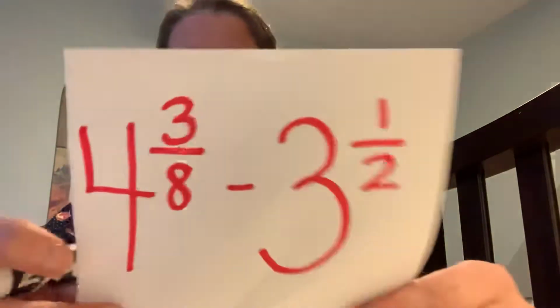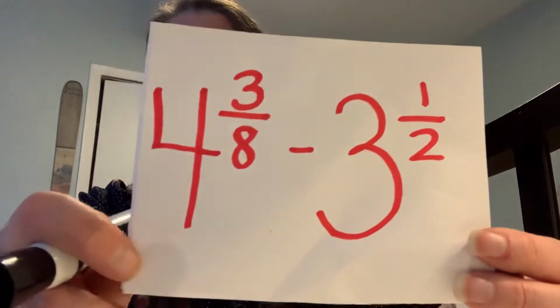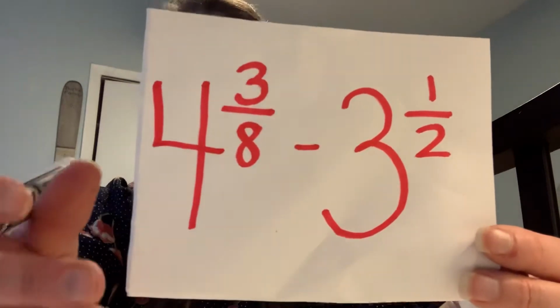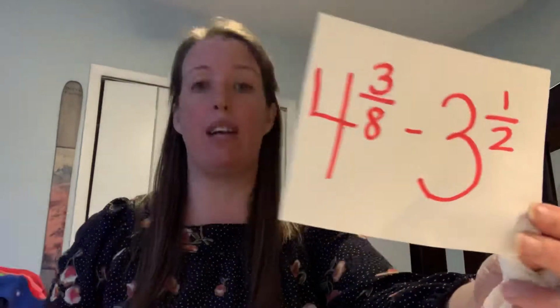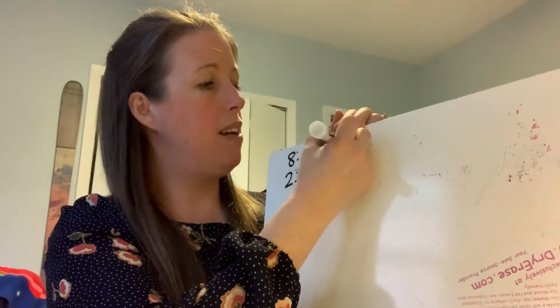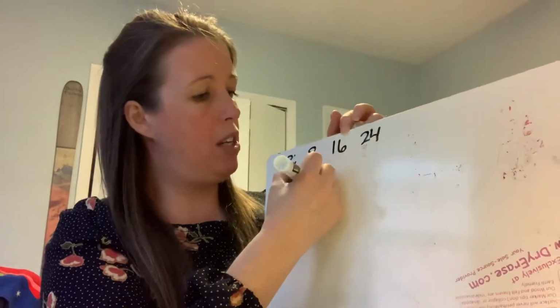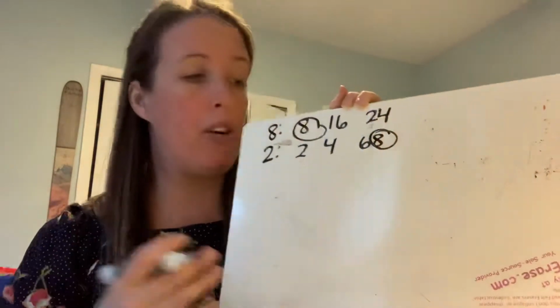So for today's first strategy, we're renaming the first mixed number. What does that mean? Well, let's look at an example. We have 4 and 3/8, and we're going to take away 3 and 1/2. Now, I want you to start off by doing the same steps we did the other day for finding equivalent fractions. We need to first find the common denominator. I have 8ths and I have halves. Let's see what our common denominator will be. 8, 16, 24; 2, 4, 6, 8. Okay, so you can see we do have a common denominator, and it's going to be 8.